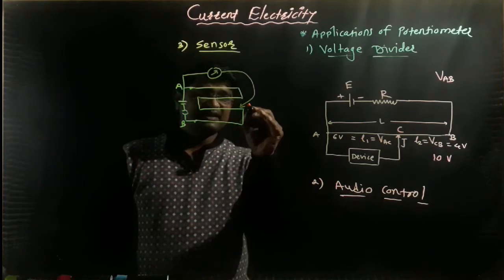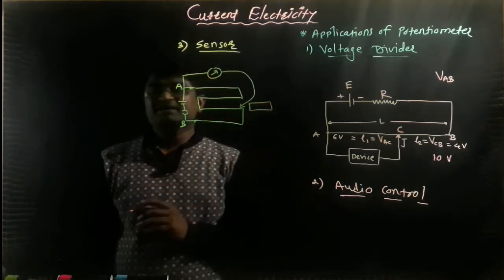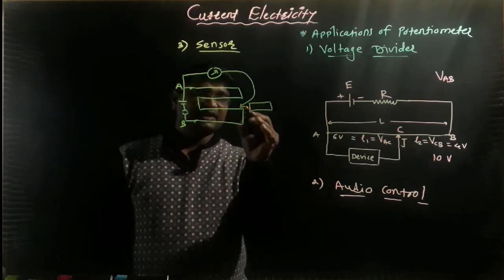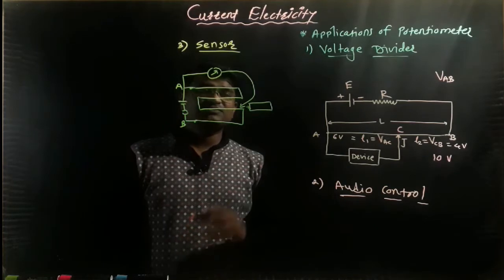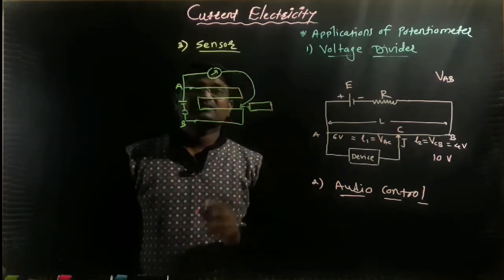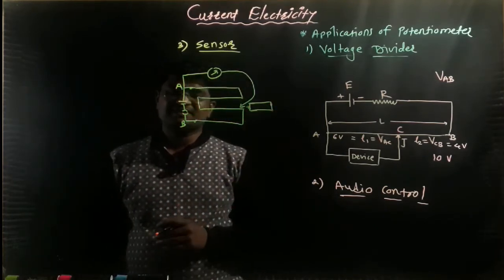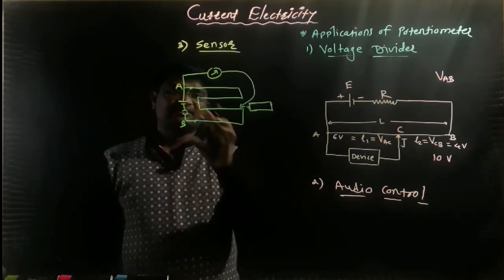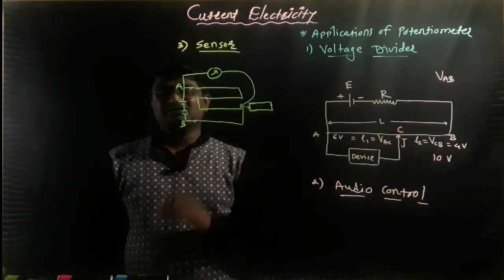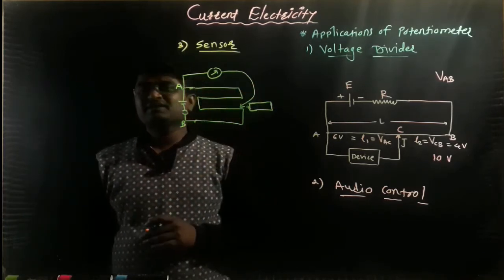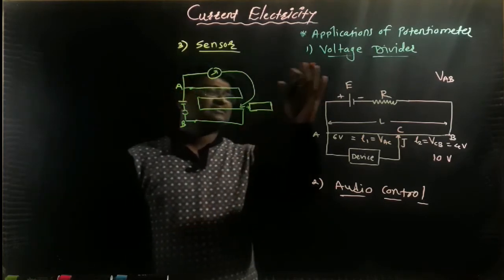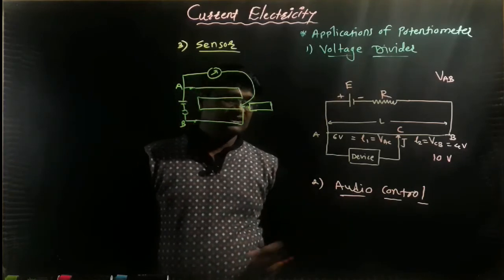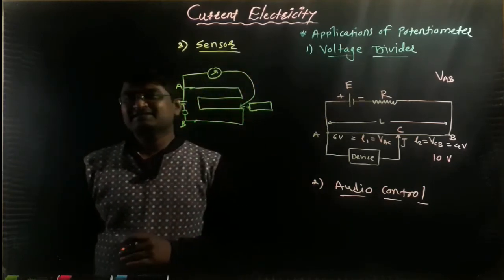Just imagine that this slider is connected to the moving part of the machine. If this slider is connected to the moving part of the machine, now this moving part of the machine totally works as a sensor. It means that this potentiometer works as a sensor. So let's see once again. If this slider is connected to the moving part of the machine, this potentiometer works as a sensor. Now these are three applications of potentiometer: the potentiometer is a voltage divider, the potentiometer is an audio control device, and the potentiometer is a sensor.